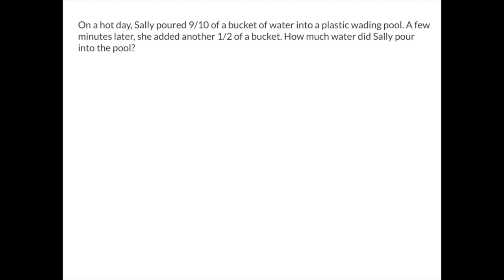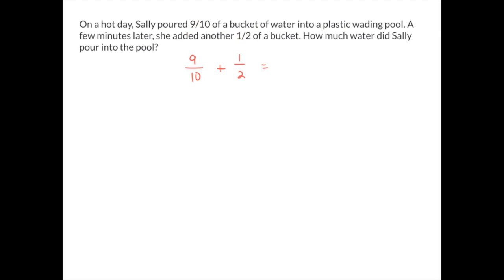Here's a real-world problem for you. On a hot day, Sally poured 9/10 of a bucket of water into a plastic wading pool. A few minutes later, she added another half of a bucket. How much water did Sally pour into the pool? First, I need to understand the question. I know that 9/10 and 1/2 are important numbers. I also see a key word, added. This tells me that I need to add my two fractions in order to find the total amount of water that Sally poured into the wading pool.